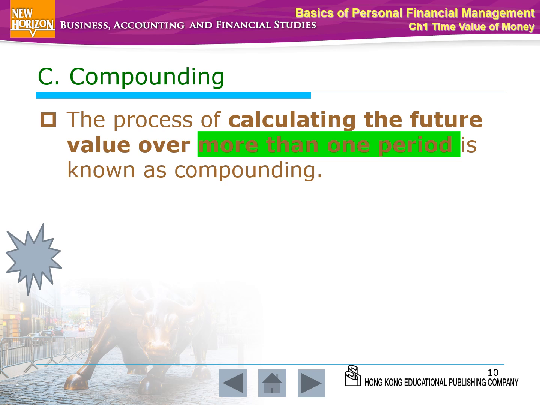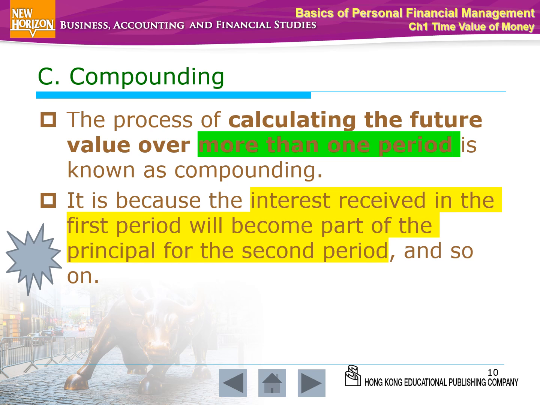Let's go to C, compounding. What compounding means is the process of calculating the future value over more than one period. It's very important to know more than one period. It is because the interest received in the first period will become part of the principal for the second period, and so on. So you should memorize this sentence. It's very important to answer questions when you are asked about compounding and give reasons why the interest due to compounding is more than due to simple interest.